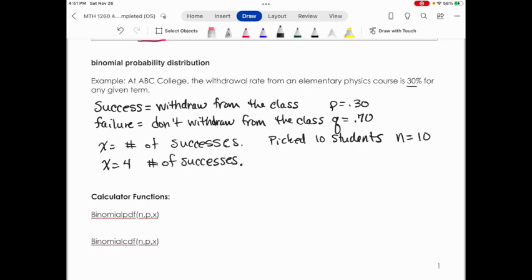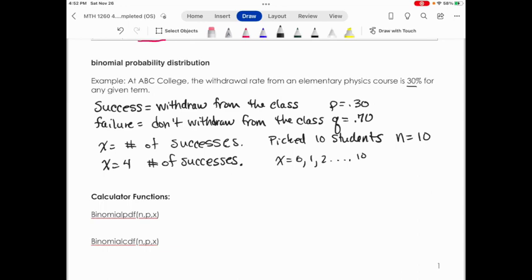Okay, so in this case, if I let N be 10, X could be 0, 1, 2, all the way up to 10. I could have 0 successes, I could have 1, 2, all the way up to 10. And if 4 of them said they withdrew, then my X would be 4.